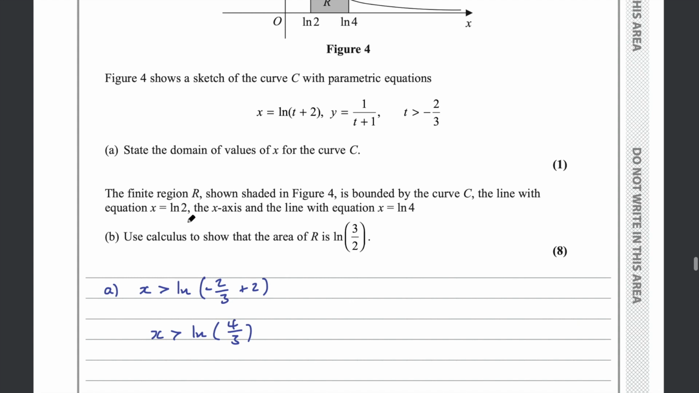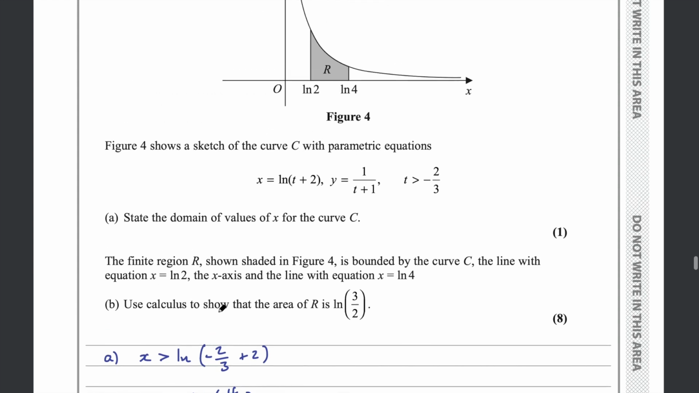Part B says the finite region R shown shaded in figure 4 is bounded by the curve C, the line with equation x equals the log of 2, the x-axis, and the line with equation x equals the log of 4. Part B says use calculus to show that the area of R is log 3 on 2. Okay, I'm going to go ahead and say this is a difficult question. It's worth 8 marks. I think it deserves those 8 marks. And I think there's going to be a lot of difficult steps involved here.